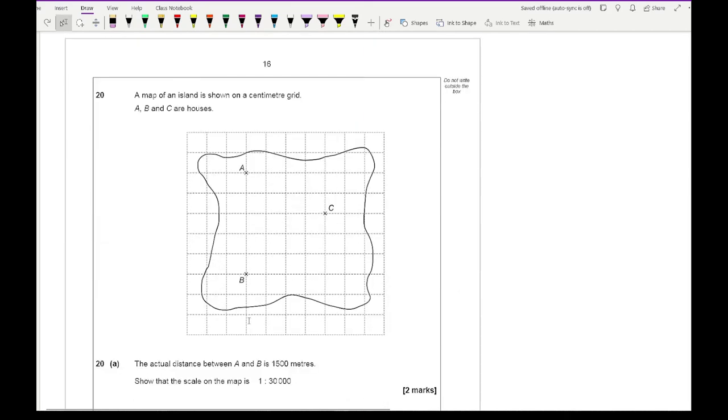Moving on to question 20. I'm guessing this is involving scale drawing. So again, this needs to be printed off on A4, not A5, or the question needs to be amended.